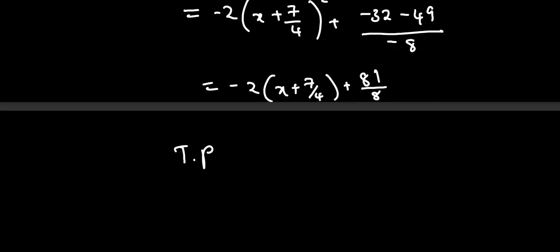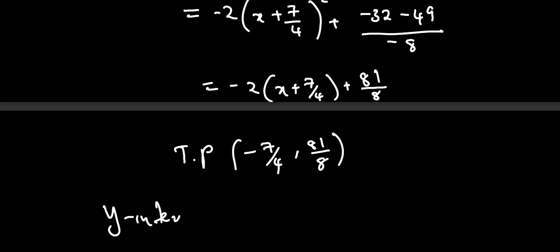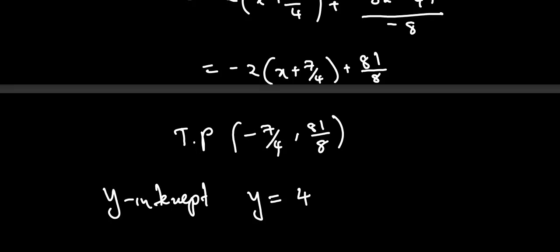Then this will tell you your turning point. Your turning point will be negative 7 over 4, minus 81 over 8. That's what you get. The y-intercept, which is the constant in the question, is going to be y equal to, you look back at your question, that should be a 4 if I'm not mistaken. Then when you solve this, it is going to be 2.